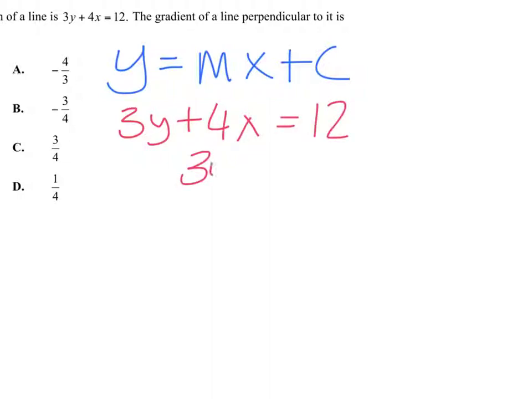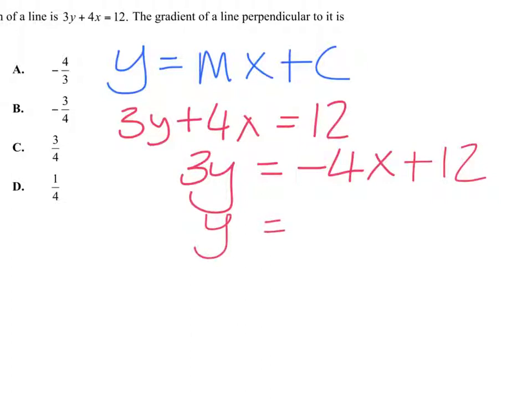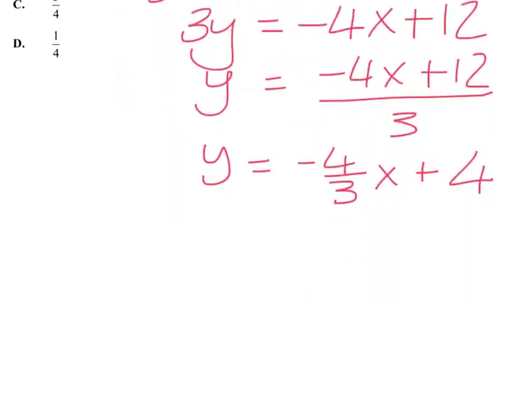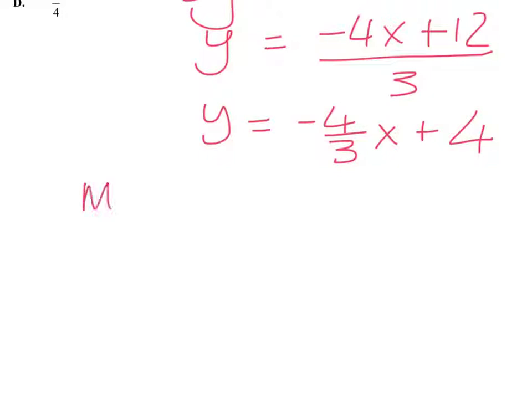If we move the 4x onto the other side, that becomes negative 4x plus 12. We need y equals, so that means we need to divide by 3, which gives us negative 4x plus 12 over 3, which then gives us y equals negative 4 thirds x plus 12 divided by 3, which is 4. So that means the gradient of the line given is negative 4 thirds. So we'll write that down as m1.